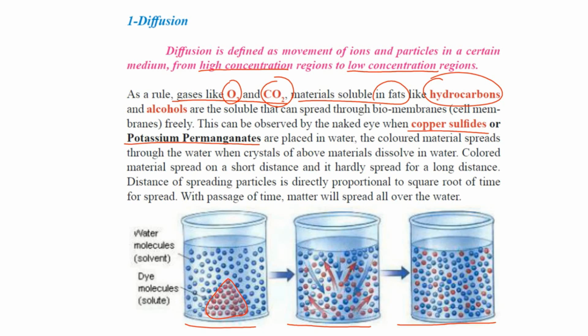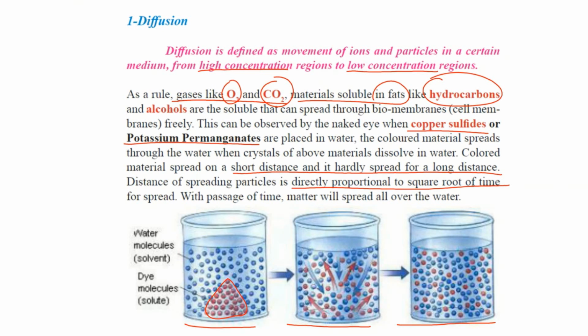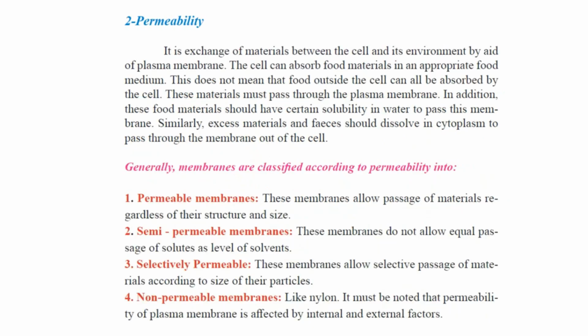Colored material spreads over a short distance and it is hard for it to spread over a long distance. The distance of spreading particles is directly proportional to the square root of time, which means as time passes, particles move away from their source by diffusion from a highly concentrated medium to a low concentrated medium without using any energy. With the passage of time, the matter will spread throughout all of the water, as we see in this example, diffusion of copper sulfide.